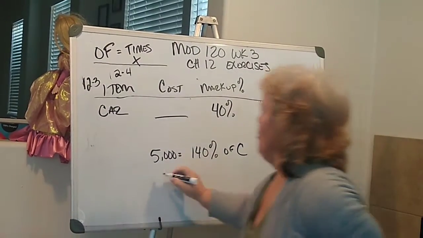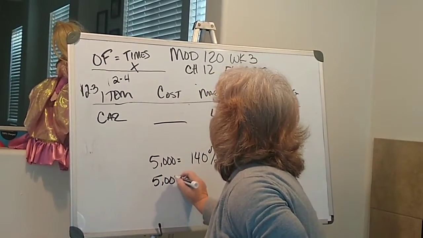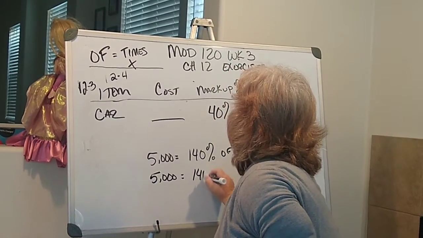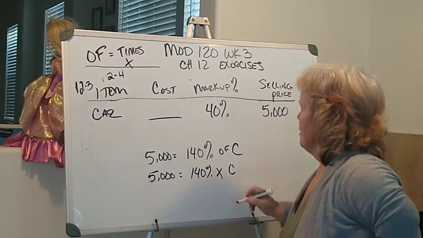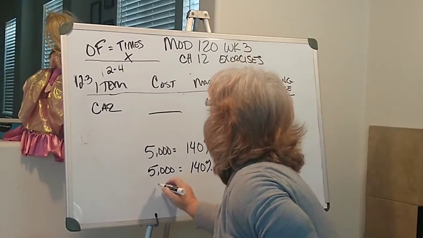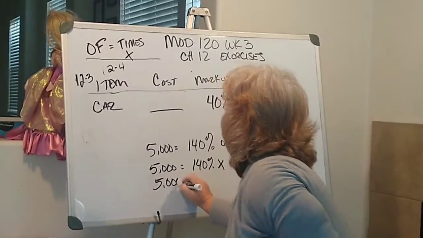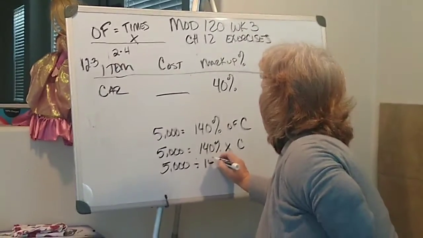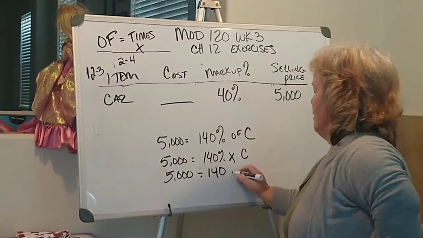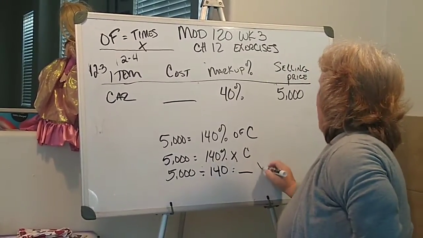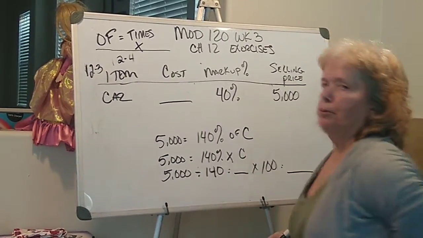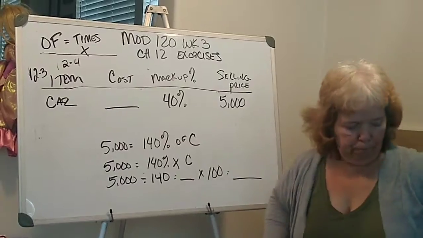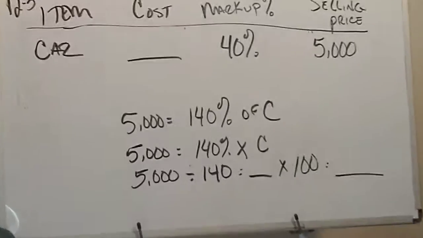Okay? And we know that of means times. So we know we can't multiply it, so we take the 5,000, divide by the 140, okay? And then take that, multiply it times 100, and that gives us our answer. So write that down. Pause it and write it down.